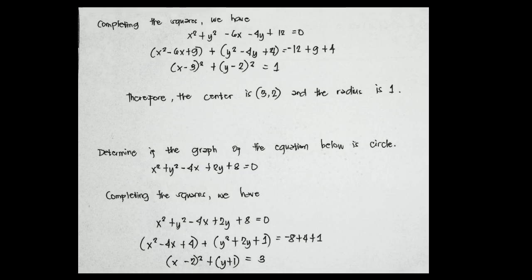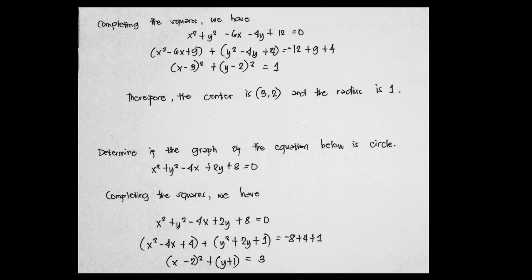Completing the squares, we have x squared plus y squared minus 6x minus 4y plus 12 is equal to 0. This is the standard form of the equation. Then we rearrange by its variables, which are x squared and negative 6x, and for y, we have y squared and negative 4y.